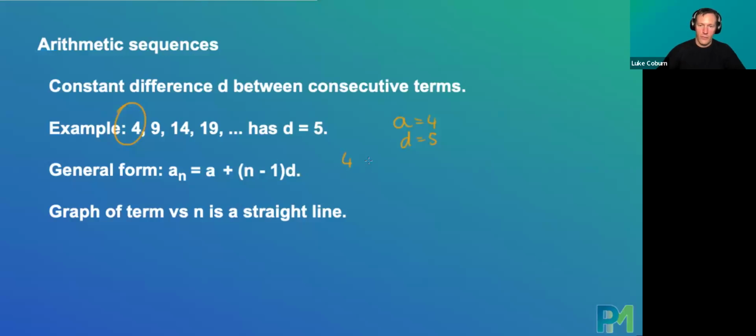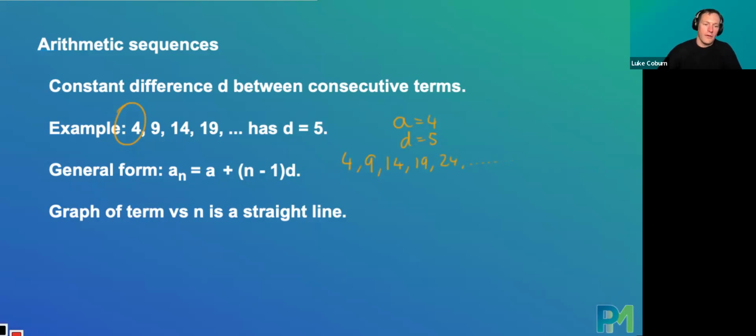Okay, so let's go ahead and write. The first number is 4, and then the common difference, the number I have to add, is 5. So 4 plus 5 is 9. 9 plus 5 is 14. 14 plus 5 is 19. 19 plus 5 is 24. And we keep on going, okay?